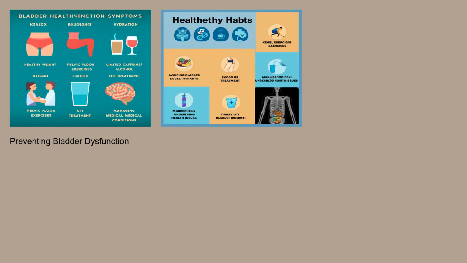Preventing bladder dysfunction is not always possible, but several measures can reduce your risk. Maintaining a healthy weight, practicing regular pelvic floor exercises, and avoiding excessive caffeine and alcohol consumption can help. Promptly treating urinary tract infections can prevent them from progressing and causing further complications. Managing underlying medical conditions, such as diabetes and neurological disorders, is also crucial. Adequate fluid intake is important, although it should be balanced to avoid overfilling the bladder.